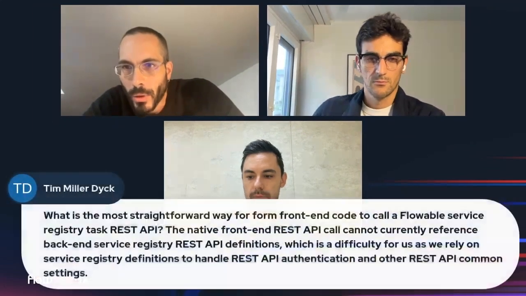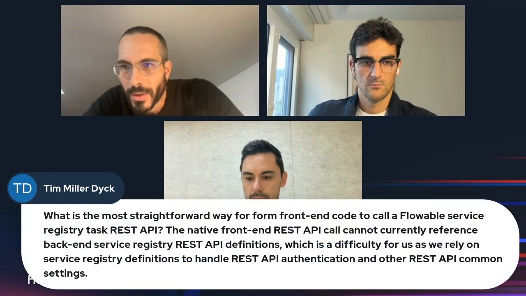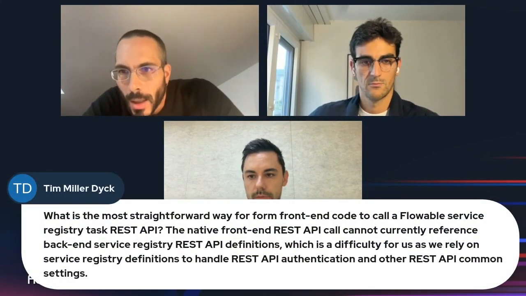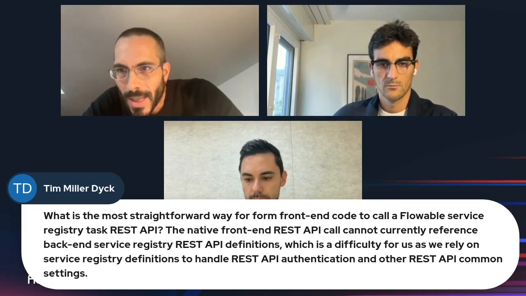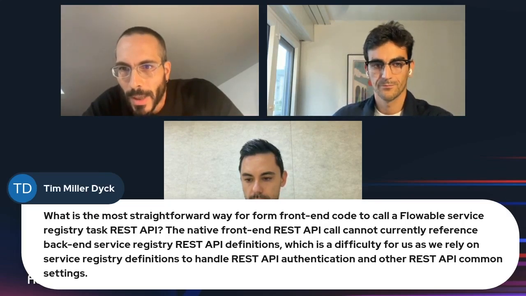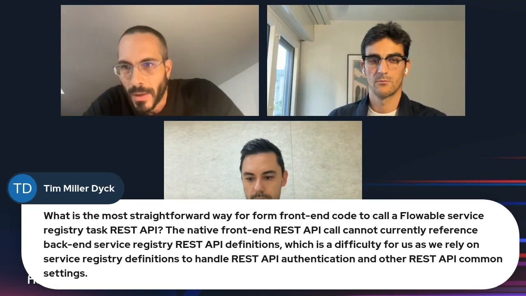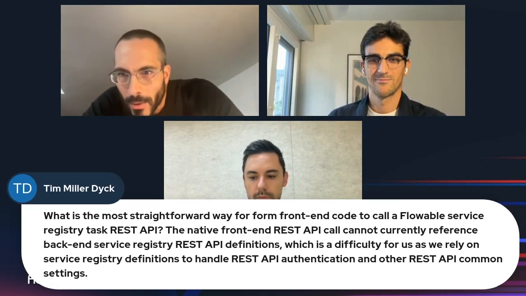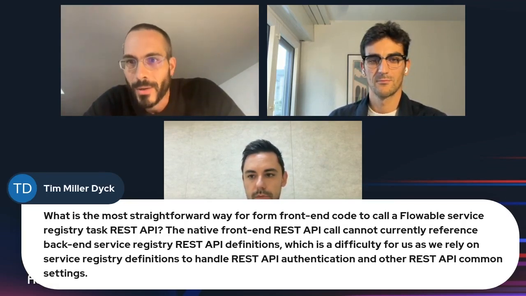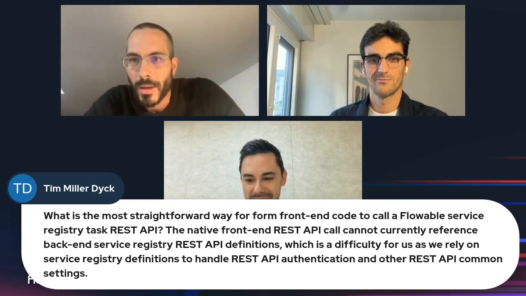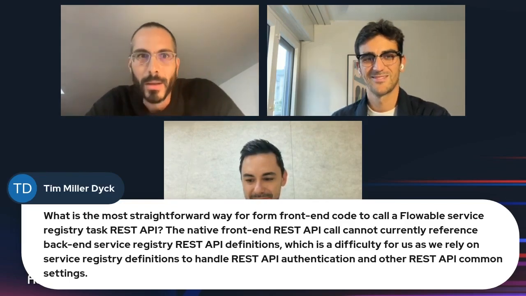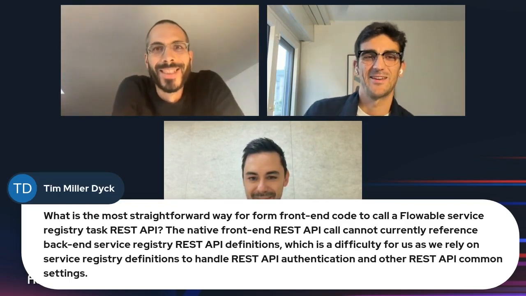Okay, and Tim Miller is asking, what is the most straightforward way for front-end code to call a Flowable service registry task, REST API? The native front-end REST API call cannot currently reference backend service registry REST API definitions, which is difficult for us as we rely on a service registry definition to handle REST API authentication and other REST API common settings. That's a long one.